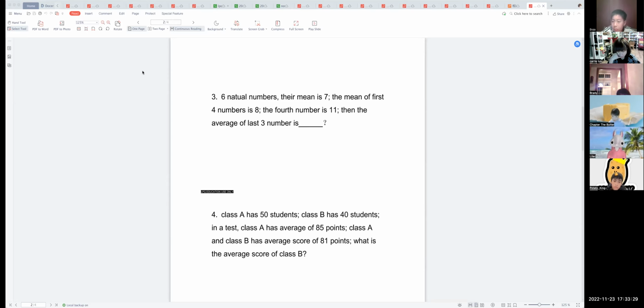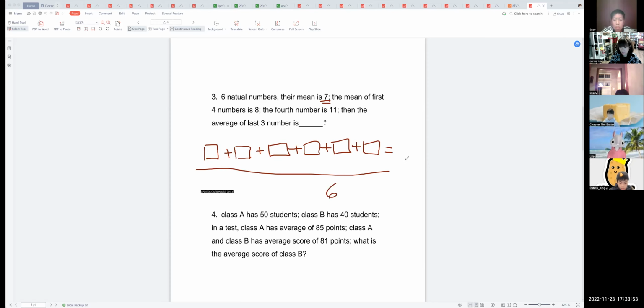Teacher, can you explain this question? So there are 6 natural numbers, and their mean is 7. That means 6 numbers, 1, 2, 3, 4, 5, and 6, added together and divided by 6 equals 7.